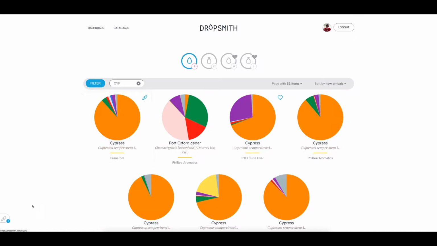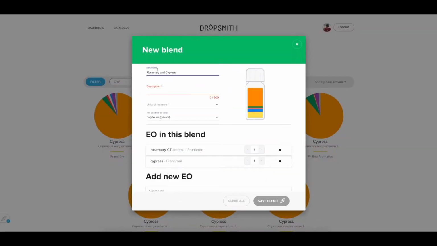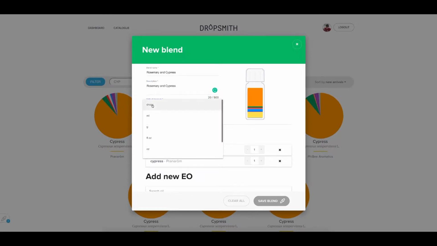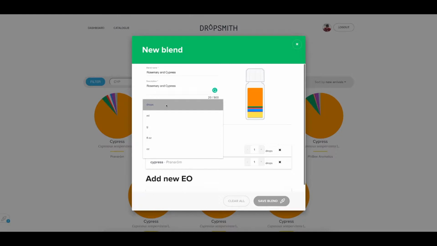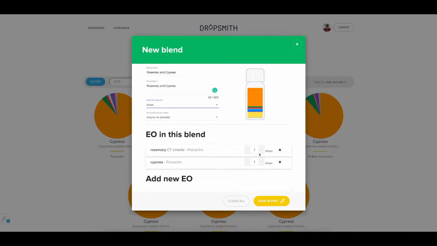I'll make a blend. I will choose drops. And I'll make this one private because it's just for this video. So in the question, there were 3 drops of rosemary and 2 drops of cypress. So let's save the blend and take a look at it.